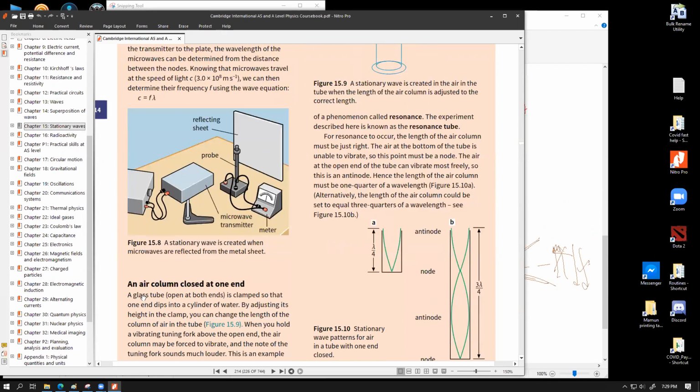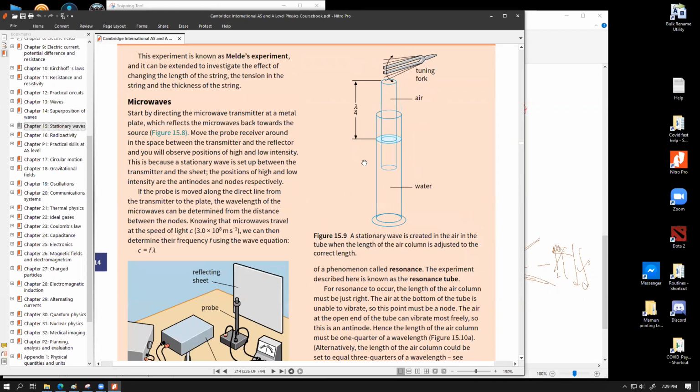So this is an air column closed at one end. So what is happening in this air column experiment? This is a very simplified experiment. This apparatus setup can be quite a bit different for different experimental setups. But let me show you what is essentially attempted here.